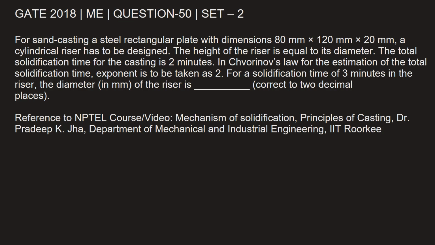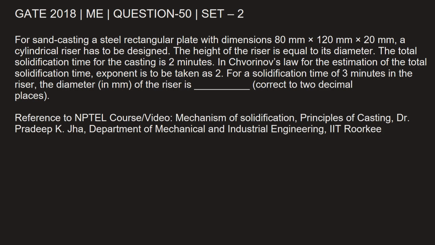This question is from GATE 2018 Mechanical Engineering paper, set 2, question number 50. For sand casting, a steel rectangular plate with dimensions 80 mm by 120 mm by 20 mm, a cylindrical riser has to be designed. The height of the riser is equal to its diameter. The total solidification time for the casting is 2 minutes. In Chvorinov's law, for the estimation of total solidification time, exponent is taken as 2. For a solidification time of 3 minutes in the riser, the diameter in millimeter of the riser is dash.